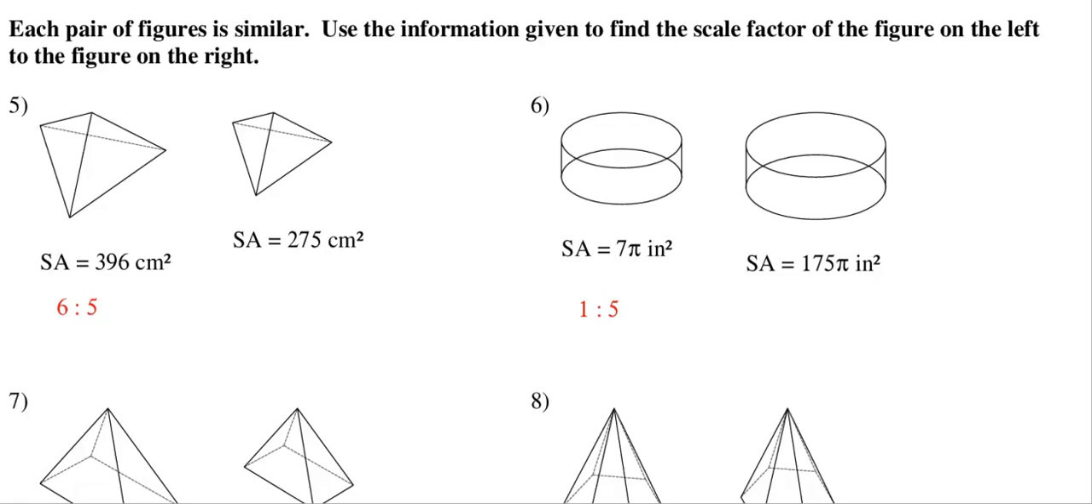Alright, now let us look at these two questions, question 5 and question 6. I will demonstrate how you should solve it, and then go ahead and do your homework practice. Each pair of figures are solid, they're similar. In order to know how they're similar solids, please refer to the previous video, and then come back. We can continue: read, use the information given to find the scale factor of the figure on the left to the figure on the right.